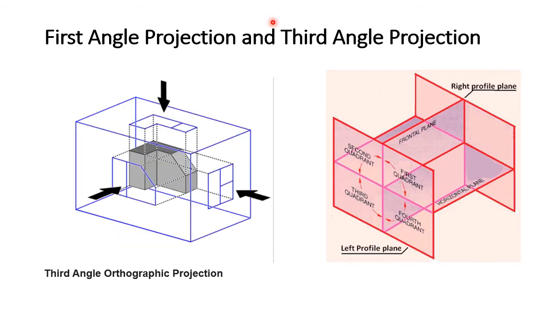To get the third angle projection, the object is placed in the third quadrant. So the object is placed below and behind the viewing planes, meaning the plane of projection is between the observer and the object. The United States, Australia, as well as the Philippines use the third angle projection method as their default drawing system.